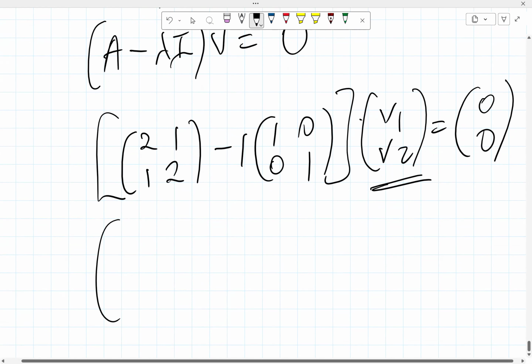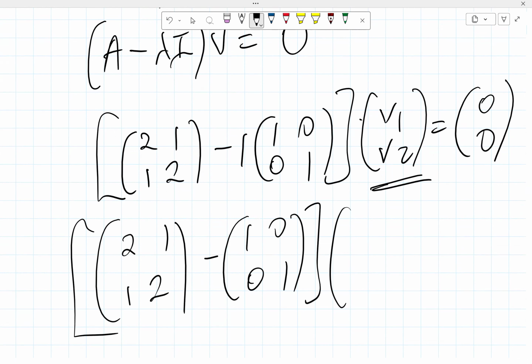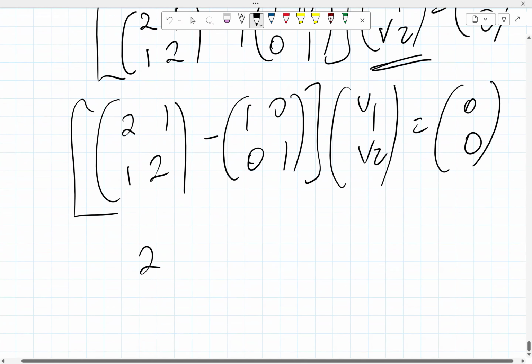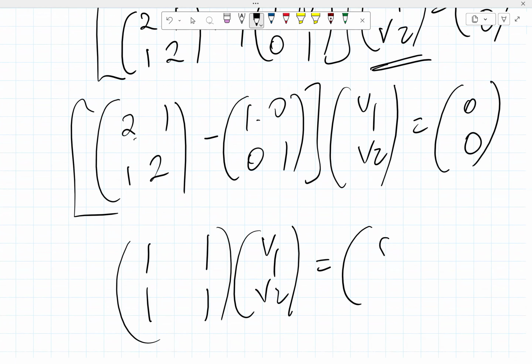So we try to tidy this up. We have 2, 1, 1, 2 minus 1 multiplied by 1, 0, 0, 1, all multiplied by v1, v2 equals 0, 0. So we subtract: 2 minus 1 is 1, 1 minus 0 is 1, 1 minus 0 is 1, and 2 minus 1 is 1 again. Into v1, v2 equals 0, 0.